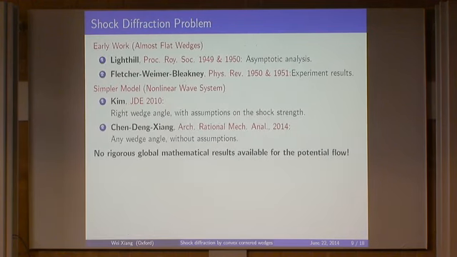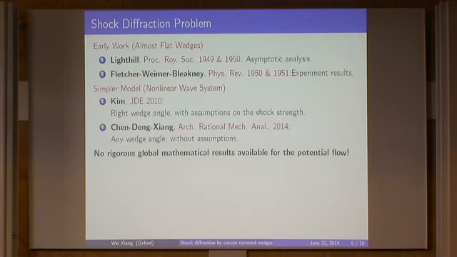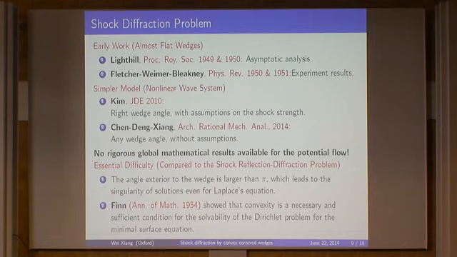So then she can use the perturbation method to show that the solution actually exists. After that, we removed this assumption and proved it for any wedge angle, because for the nonlinear system it's very easy. There's no other kind of sonic arc, so it's very easy to get the existence for any wedge angle. But for potential flow theory, it's another story.